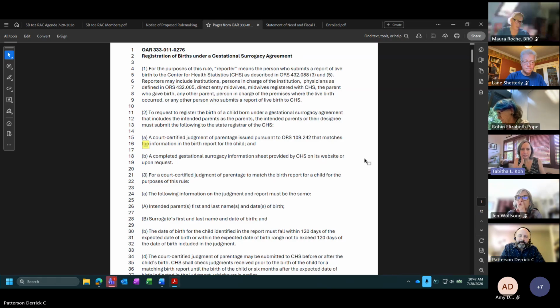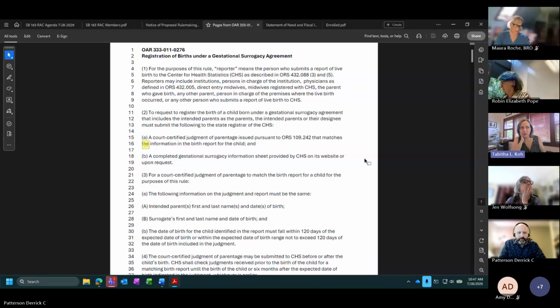I think it's appropriate to have the judgment explicitly cite that it is issued pursuant to 109.242. I think with the UPA, there could be various other parentage judgments termed judgment of parentage that are being obtained, and we want to be really clear in these gestational surrogacy cases that we're compliant with that specific statute.